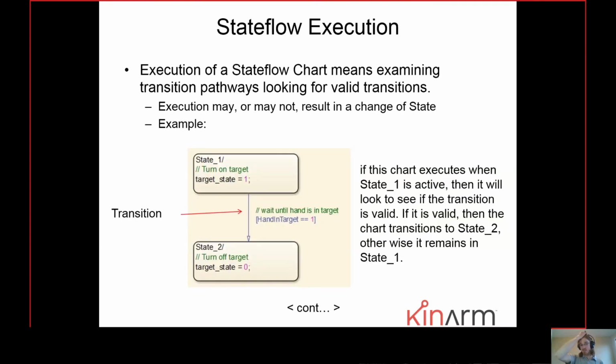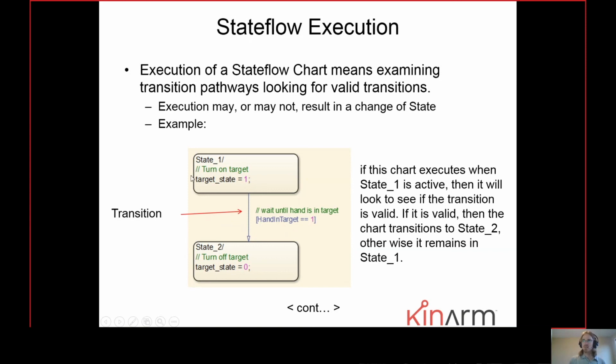So in this example, this particular chart is going to start in this first state where we're saying the target is in state 1, so we're turning a target on. Now we've turned a target on, someone's able to see it. It's visible to them. And now we're going to just wait around in this state until this transition is valid. So when the hand is in the target, hand in target equals 1.